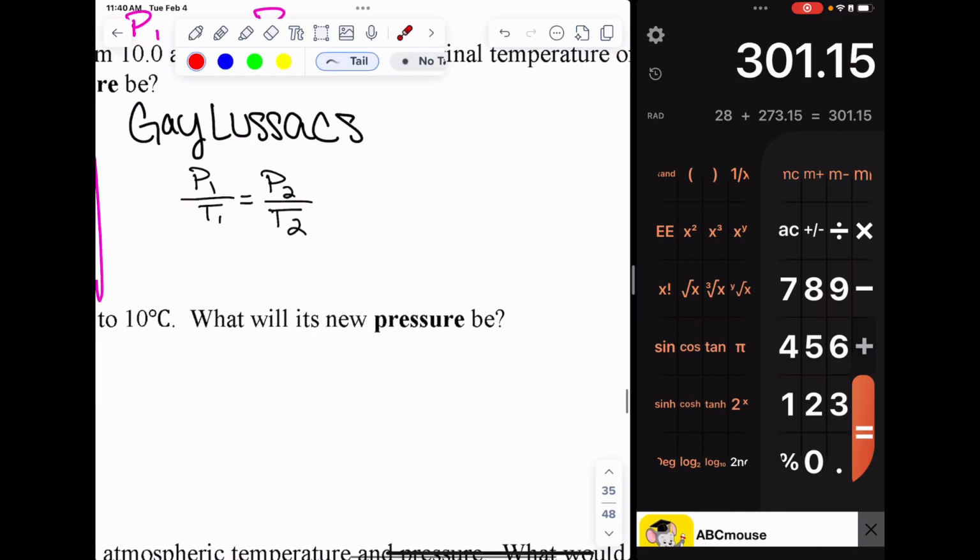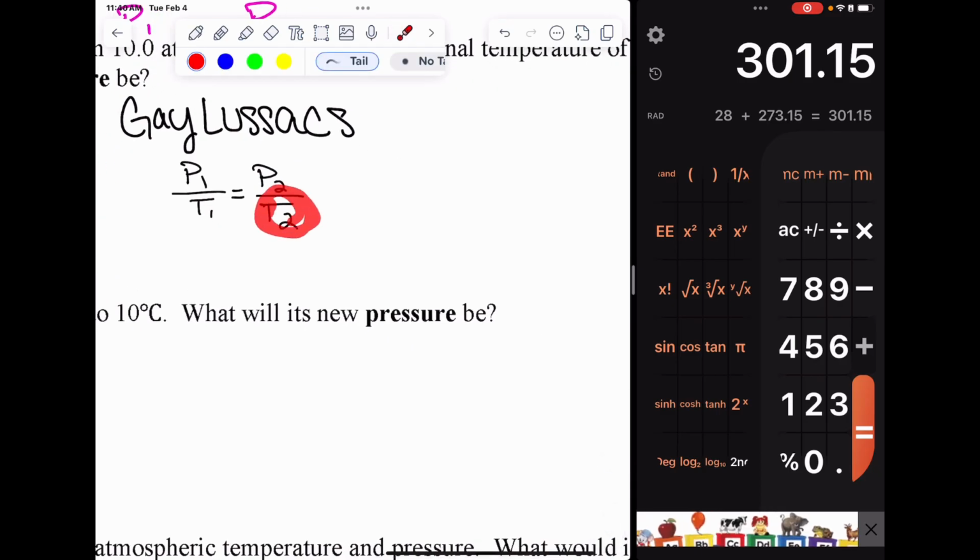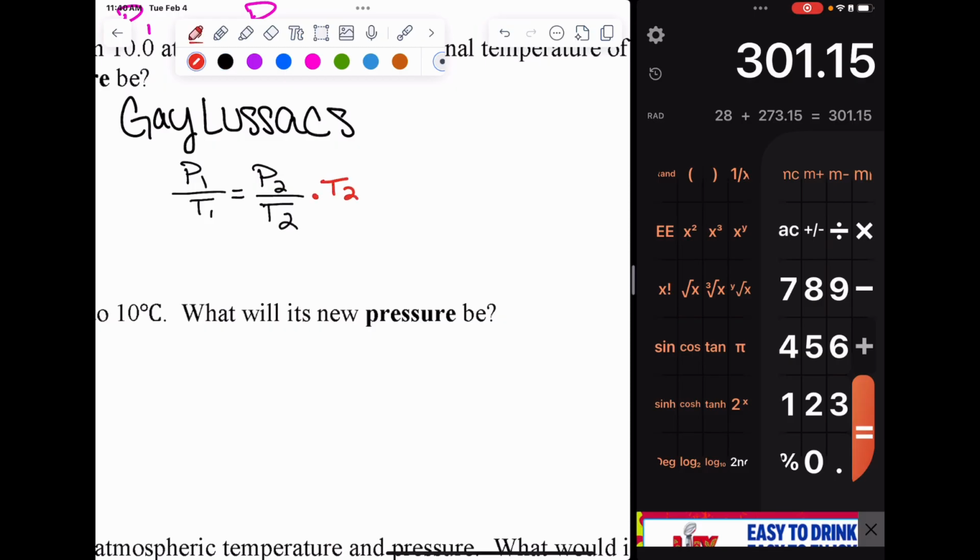Well, first, I cannot do anything with T2 on the bottom. Let's get T2 on the top. So instead of being divided, let's multiply both sides by T2. So that will get rid of T2 here. Then we would have T2 times P1 over T1 is equal to P2.